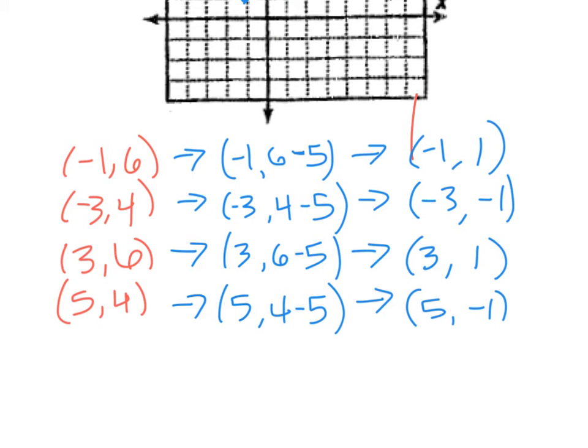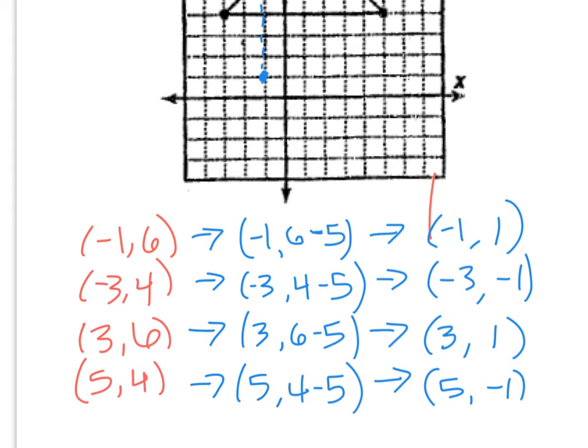Now let's go back up and graph those 4 points. So we're going to have -1, 1. And that was actually already the first point that we graphed. -3, 1, 2, 3, -1. We're going to have 3, 1, 1, 2, 3, 1. And we're going to have 5, -1, 3, 4, 5, -1 right there.